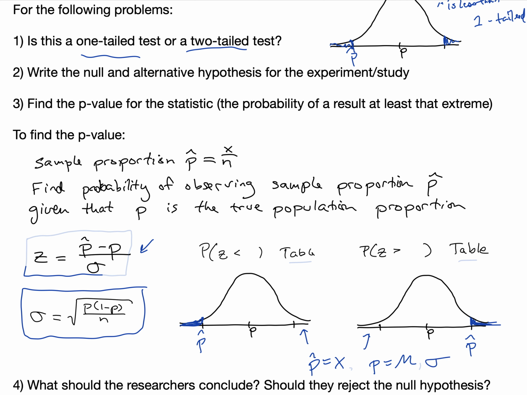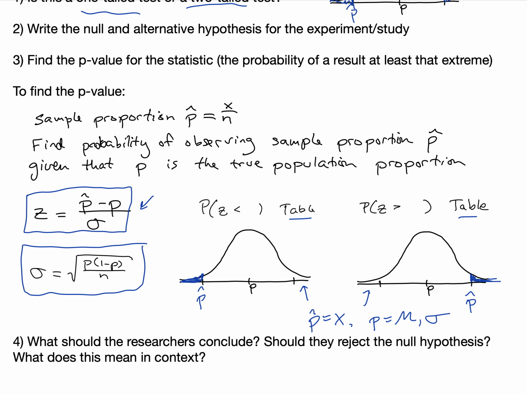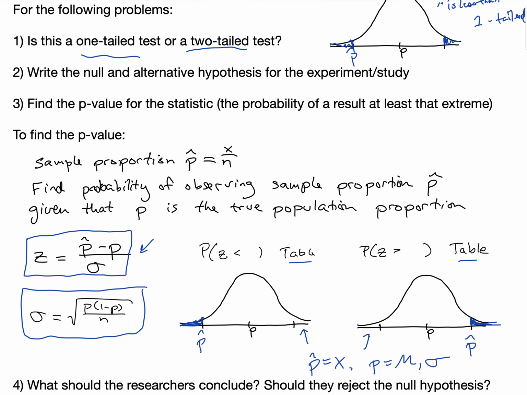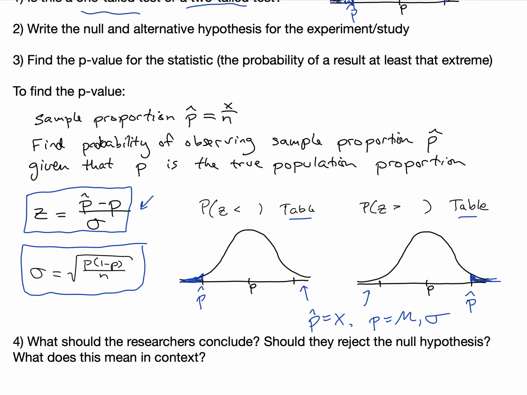So if you're using technology, you can use those 3 values, or if you're using a z-score chart, you can then find the value for z, the sample proportion minus the population proportion divided by the standard deviation, and then use that z-score table to find the probability of a result at least that extreme. Finally, what should the researchers conclude? Should they reject the null hypothesis or not? And what does this result mean in context? So here are a few examples to try.